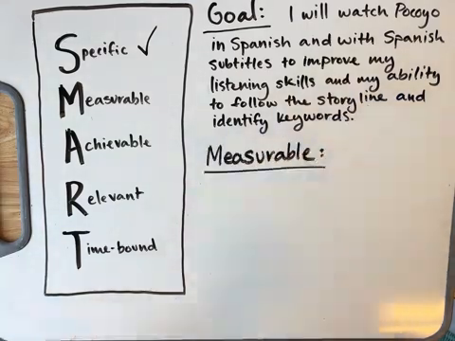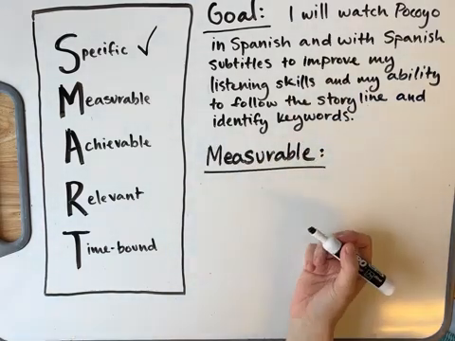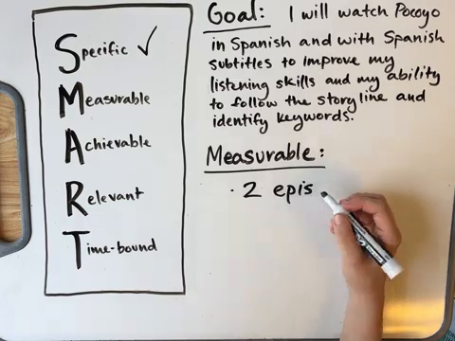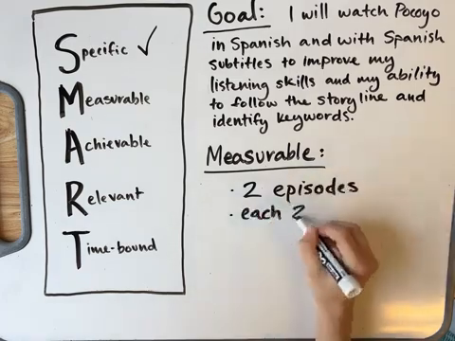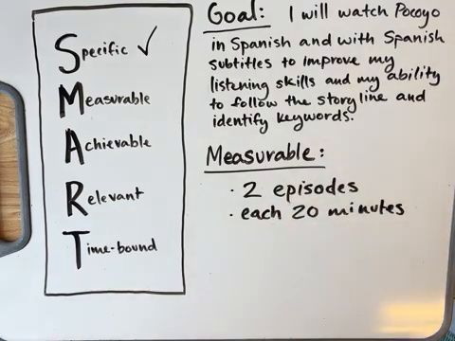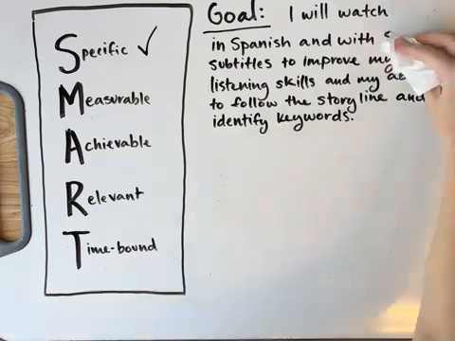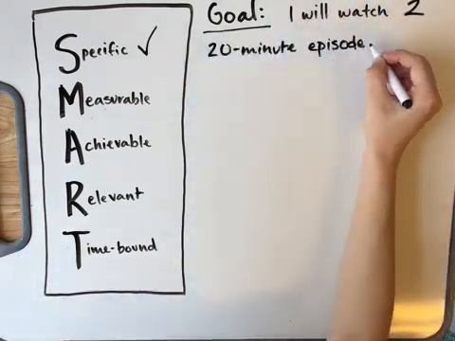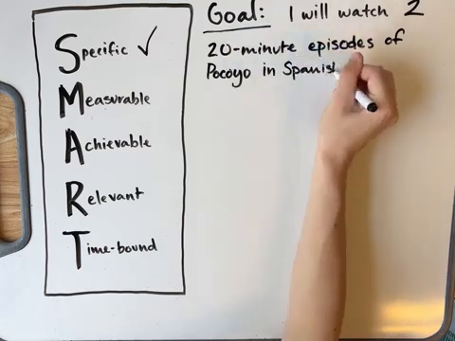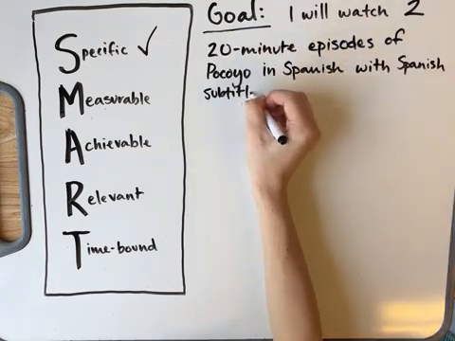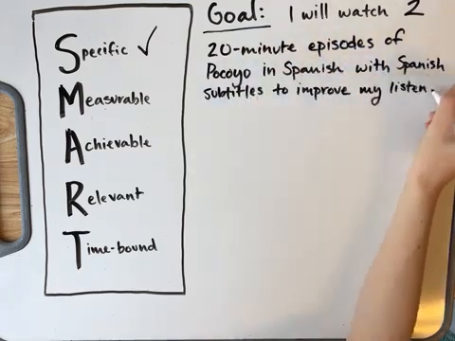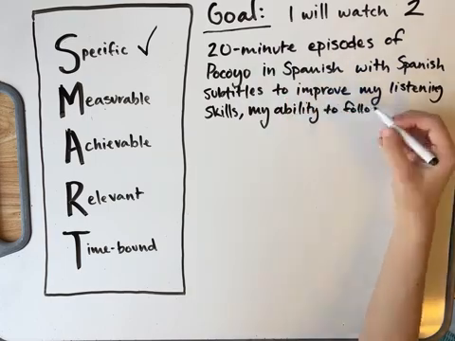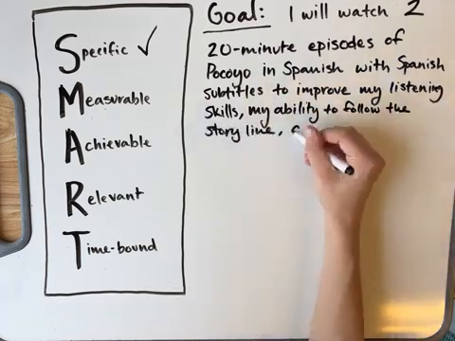Now we need to make this goal measurable. For this, we can say we are going to watch 2 episodes of Pocoyo at a time. They are each 20 minutes long. We'll edit our goal to make it measurable. I will watch 2 20-minute episodes of Pocoyo in Spanish with Spanish subtitles to improve my listening skills, my ability to follow the storyline, and identify keywords.